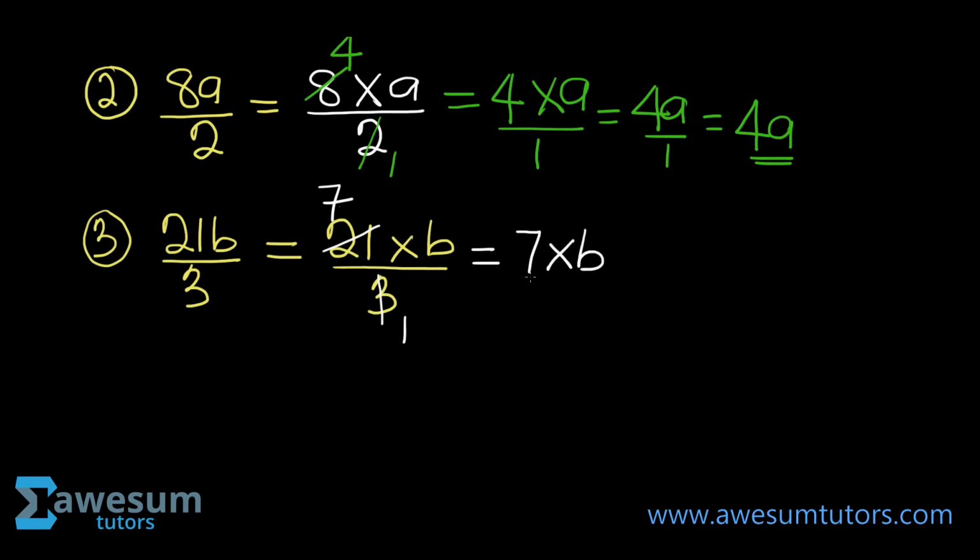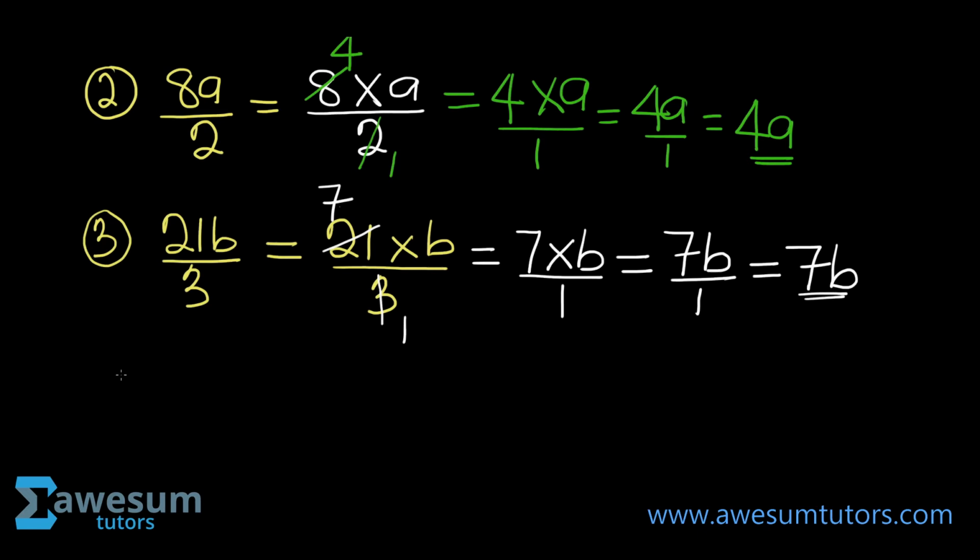over what we have left here, which is 1. 7 times b is 7b, we have learnt that before in our previous video, over 1. And we know anything over 1 is anything. That means 7b over 1 is 7b. My final answer is 7b.